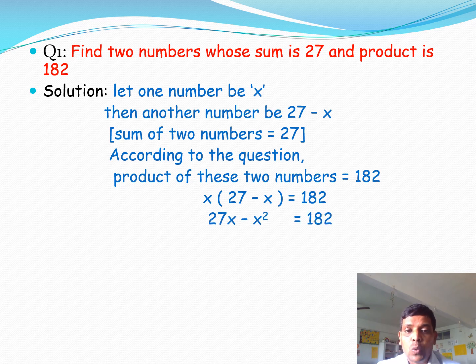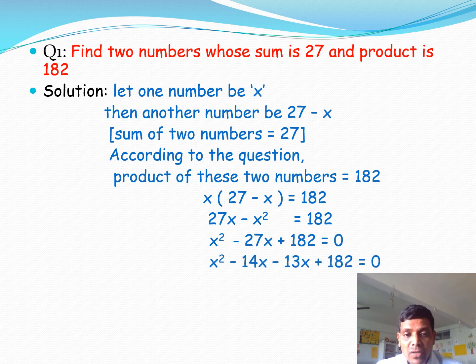Now the product of these two, x into 27 minus x, gives 27x minus x square equals 182. 27x minus x square is on the LHS and 182 is on the RHS. Transpose 27x minus x square from LHS to RHS: plus 27x becomes minus 27x, and minus x square becomes plus x square. So this is written as x square minus 27x plus 182 equals 0.